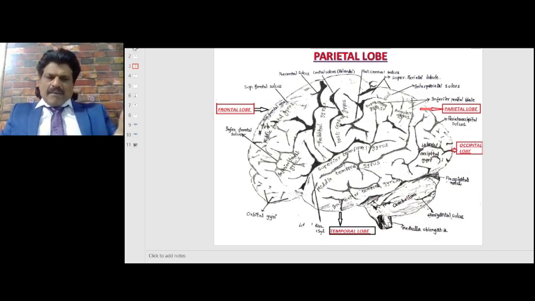So you can see this is the parietal lobe. It is behind the central sulcus and above the sylvian fissure. It is least well demarcated.